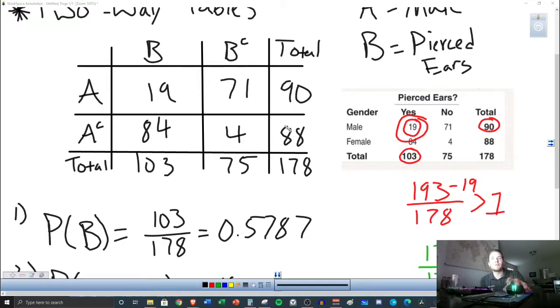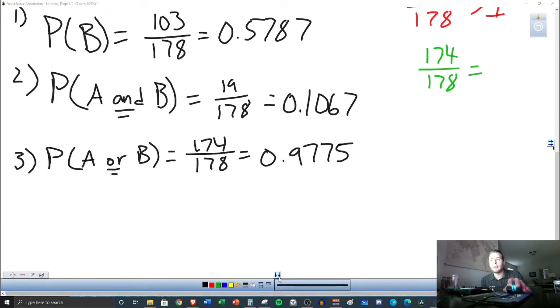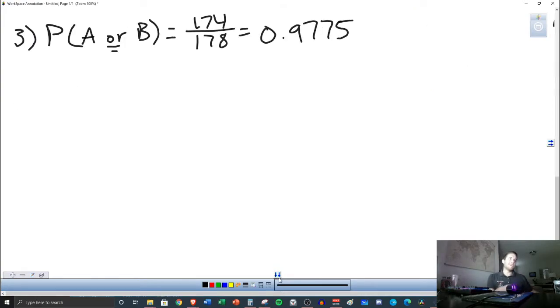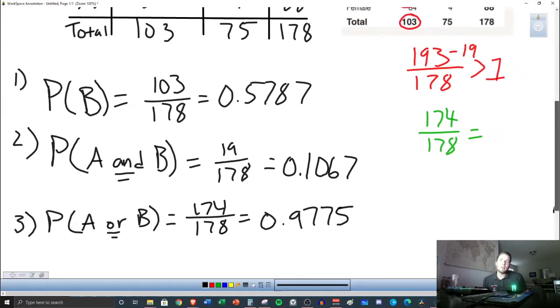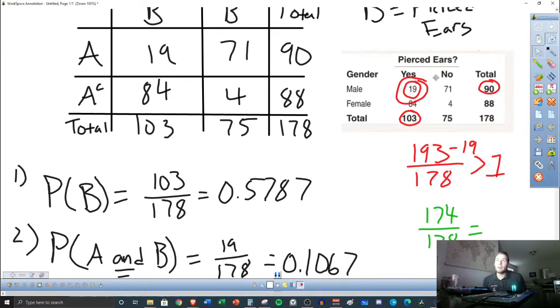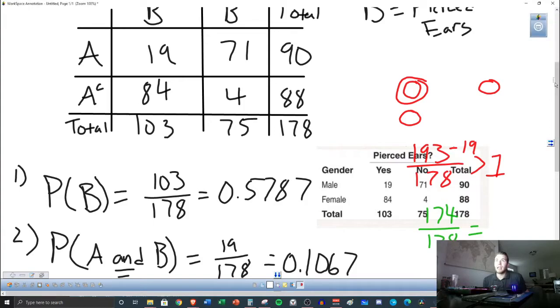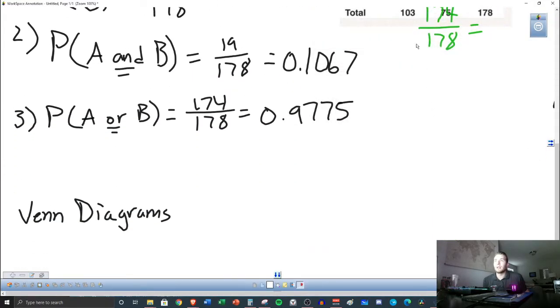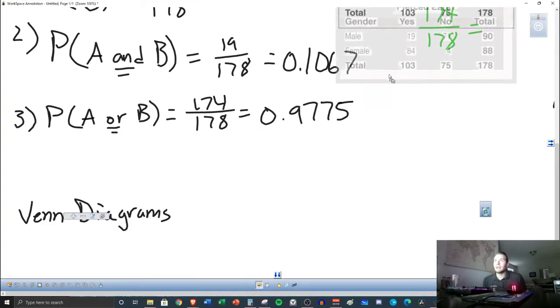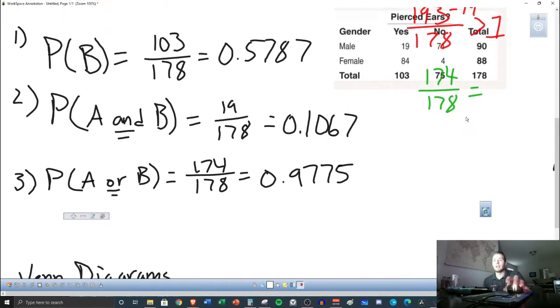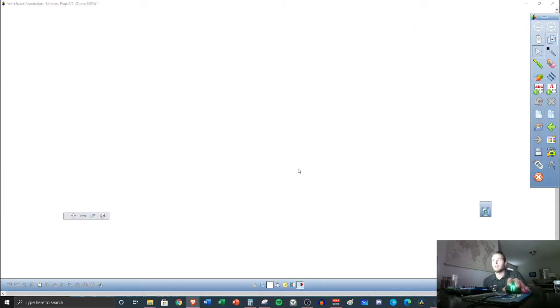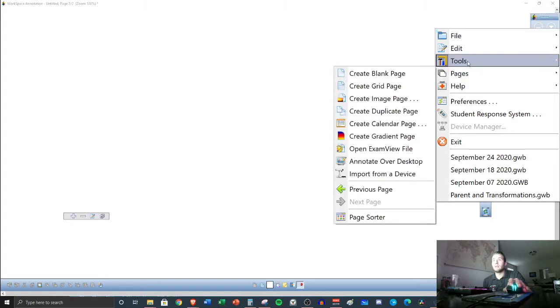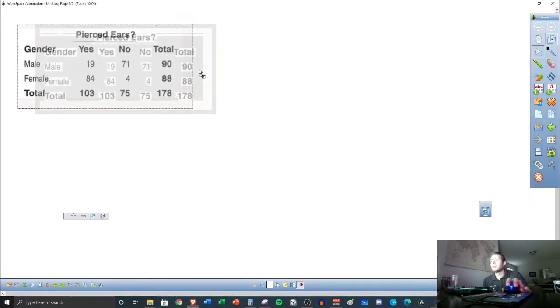All right, but there's one more way that we're going to be displaying sample spaces, and I'm pretty sure you've drawn these maybe in other classes. We have what are called Venn diagrams. Venn diagrams go pretty well with two-way tables. So I'm going to start a new page so that I can compare it to our two-way table. Let's paste that back in and move that over.